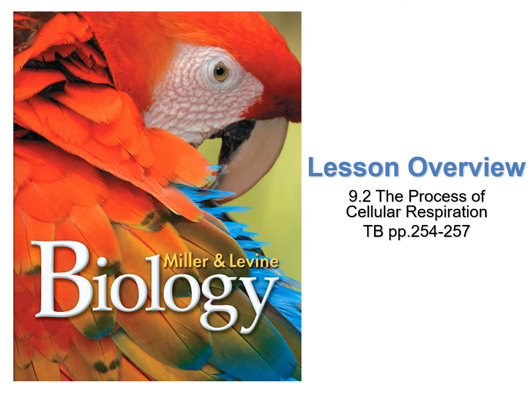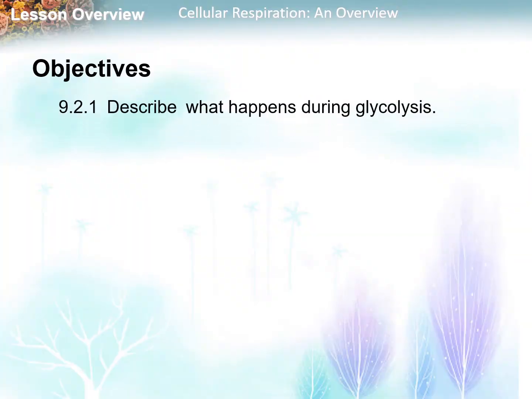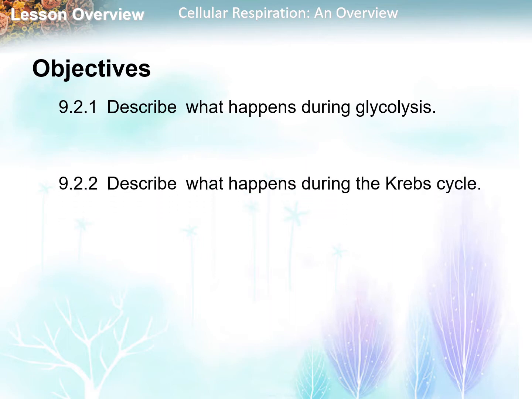Hello everyone. This video is about Chapter 9, Lesson 2, the process of cellular respiration, from page 254 to 257 of your textbook. Our objectives: at the end of this lesson, we should be able to describe what happens during glycolysis and describe what happens during the Krebs cycle.